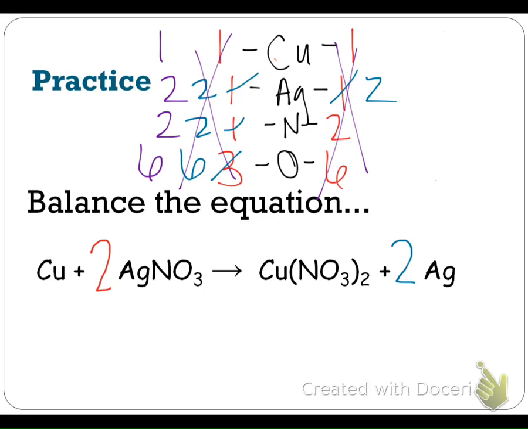Okay? So copper on the right side. Nitrogen on the right side. Oh, I'm sorry. Silver on the right side. 2. And nitrogen. 2. And oxygen is 6. Okay, so now we have checked them all, and they are for sure balanced. All right? What questions do we have?